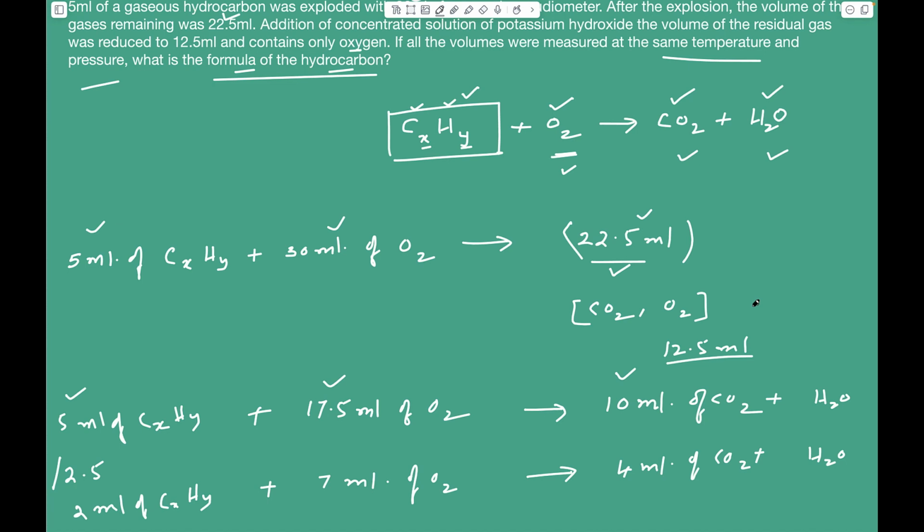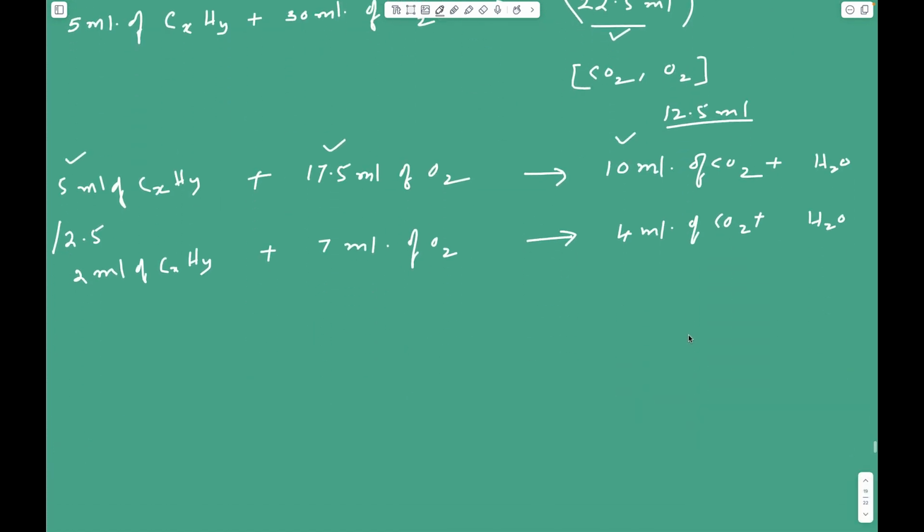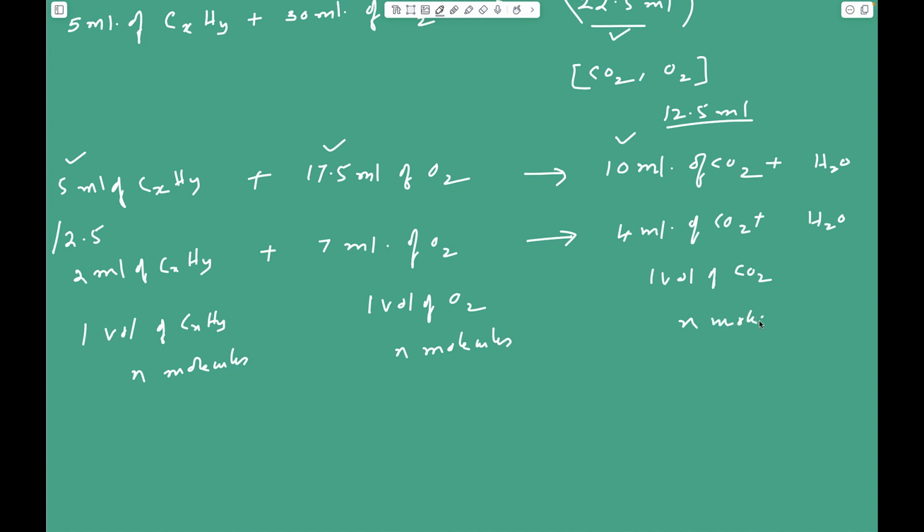And according to Avogadro's hypothesis or Avogadro's law, equal volumes of all gases when measured at the same temperature and pressure must contain equal number of molecules. That means if one volume of this hydrocarbon contains n molecules of that hydrocarbon, then one volume of oxygen must also contain the same number of molecules, and one volume of CO2 must also contain the same number of molecules of CO2. That is Avogadro's law, provided these volumes are all measured at the same temperature and pressure.